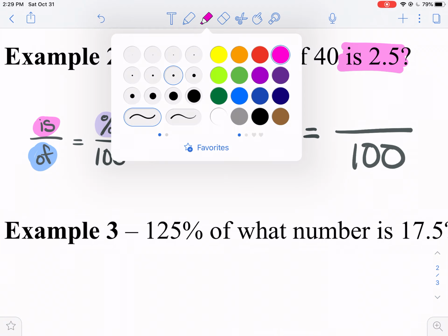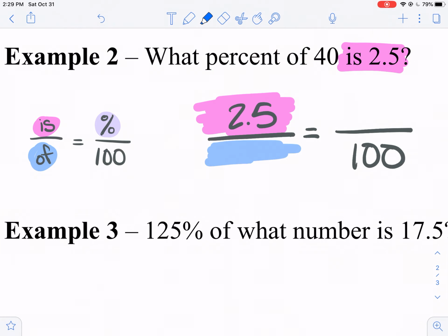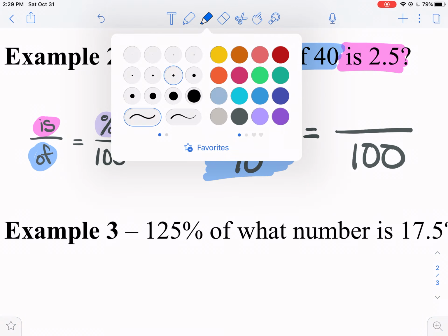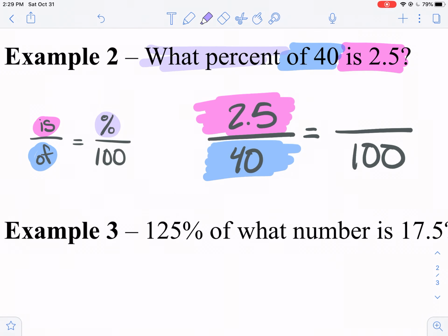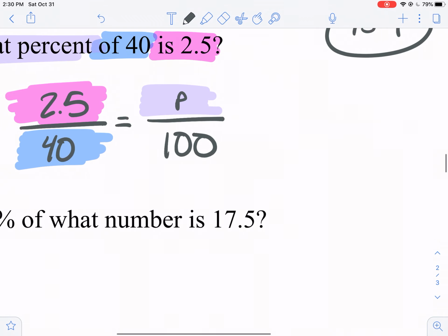Now let's look for our "of" number, of 40. And finally, let's look for our percent. We don't know. What? Get it? It's "what?" So we'll just put a variable in there and then solve it. So we have 2.5 over 40 equals P over 100.